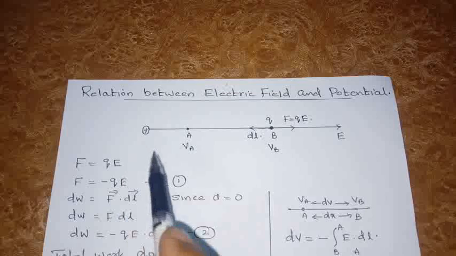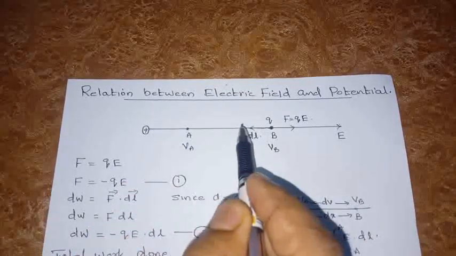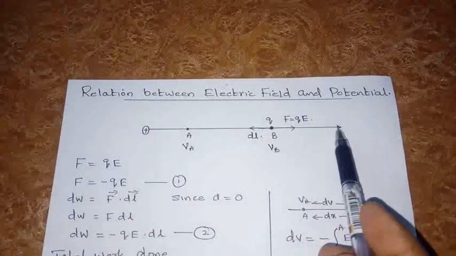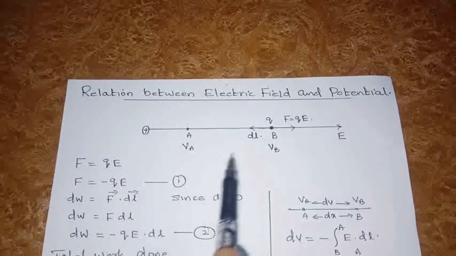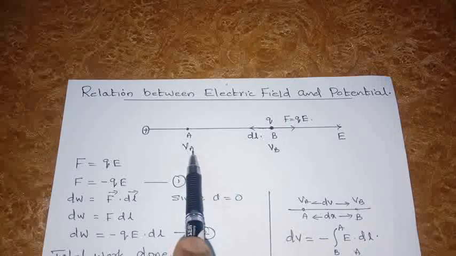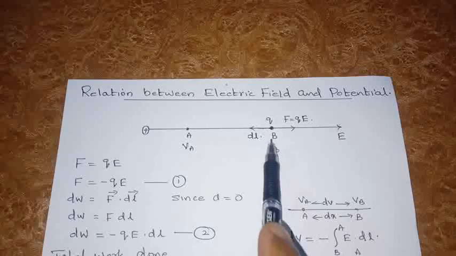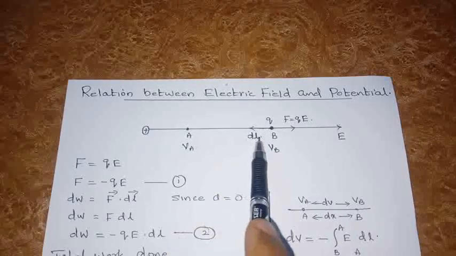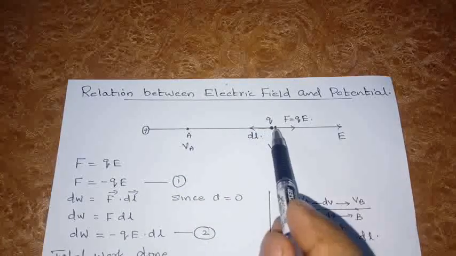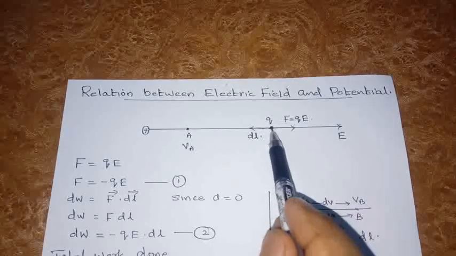So again we are going to take a source charge. This is the source charge that creates an electric field, and the electric field direction is radially outwards as shown in the figure. Now I am taking 2 points A and B. Potential of A is VA and potential of B is VB, which we already defined. There exists a potential difference between A and B, which we also already defined. Now let us consider a test charge. A positive charge Q is placed here at B.